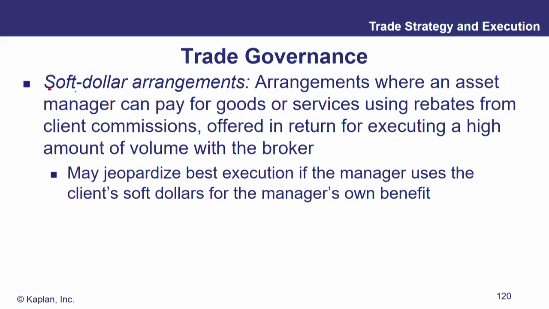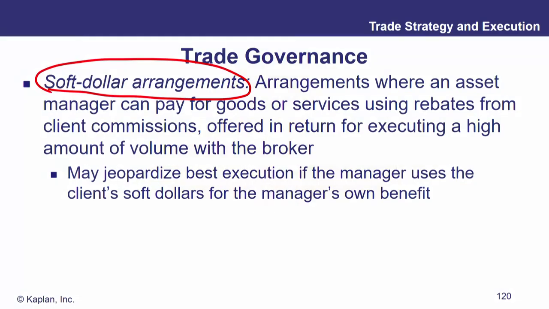Okay, soft dollar arrangements, covered extensively in ethics in level 1 and level 2, and they're back in level 3 again. Arrangements where a manager gets paid for goods and services using rebates from client commissions offered by using that broker. Okay, so this may jeopardize best execution if the manager uses these soft dollars for their own benefit. Be comfortable with soft dollars. Go back and review soft dollars and code and standards. Make sure you're comfortable with soft dollars.